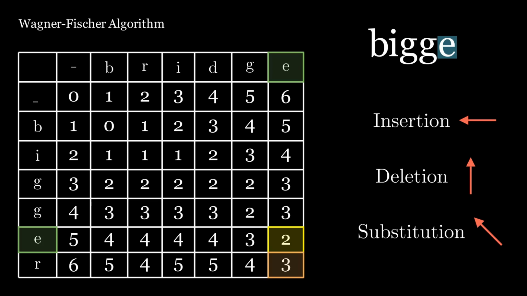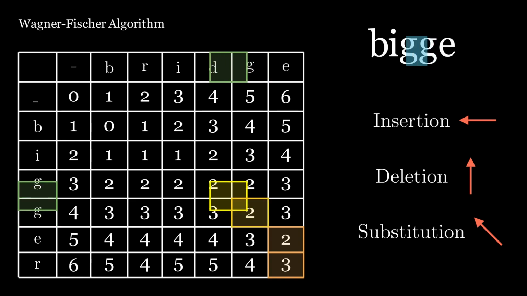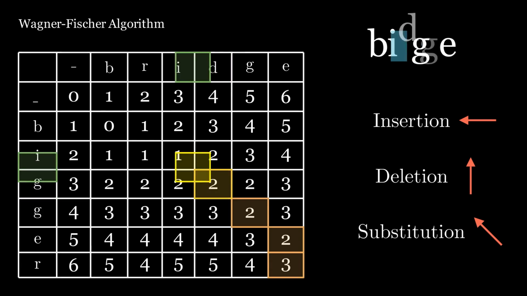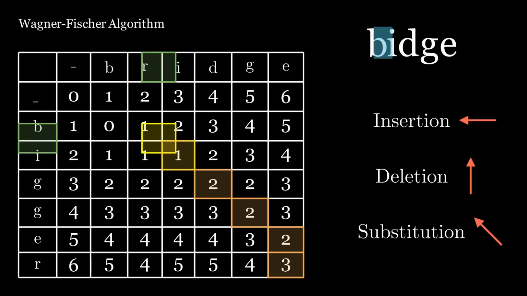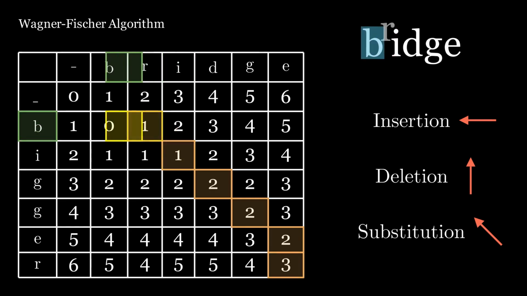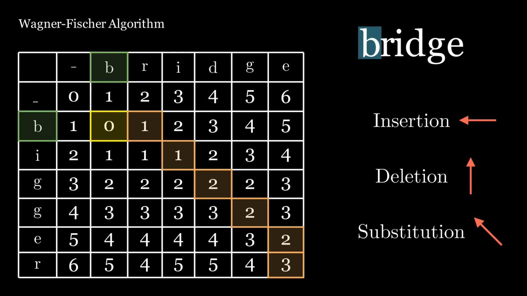Then E is equal to E, so we'll perform no operation and move diagonally. G is equal to G, so we'll perform no operation, move diagonally again. Now we substitute G for D and move diagonally. Since I is equal to I, we again move diagonally and perform no operation. Then we'll insert an R at B and move left. And now we're on a cell that has a value of 0, so we can terminate our program.